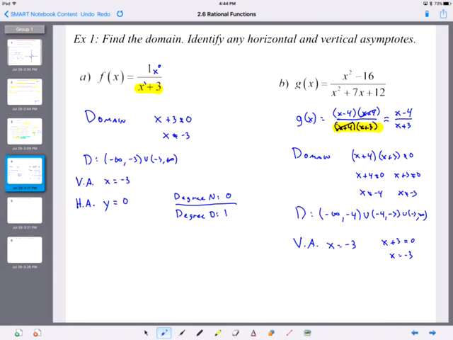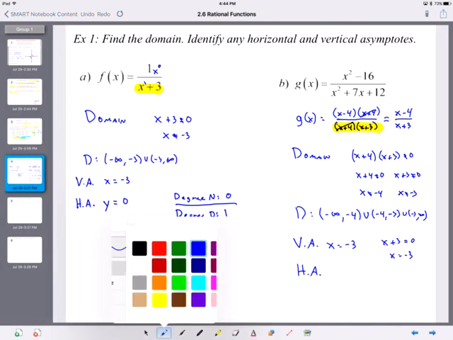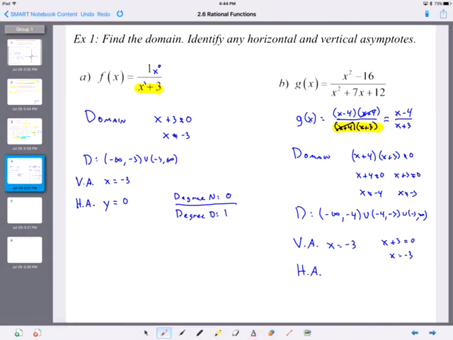And then our horizontal has to do with the degrees. Well, the degree is 1 and 1. So we take the leading coefficients, which also happen to be 1 and 1. So the horizontal asymptote is y equals 1 over 1, which is 1.